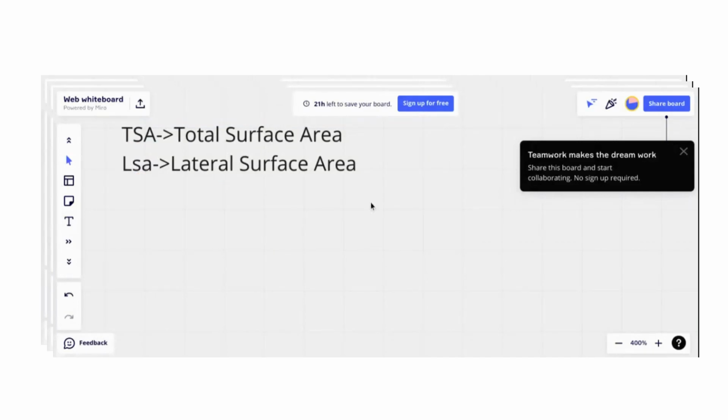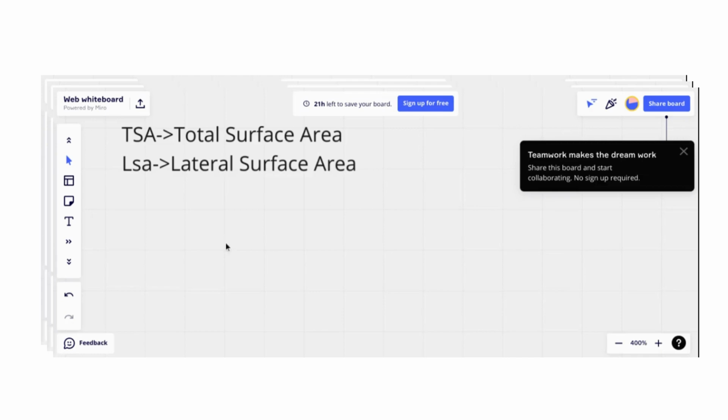So we need to understand what total surface area and lateral surface area mean. Total surface area is when, let's say, you have a cube or a cuboid or cylinder and you need to find the total surface area. It's in the name, which means you have to find the surface area of all the sides. So if we have a cube, we will find the surface area and then we will find all of the remaining sides that are there.